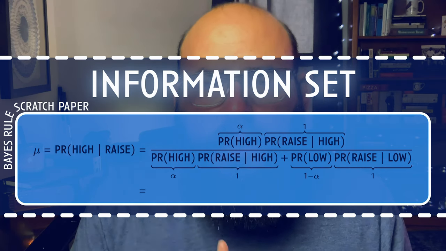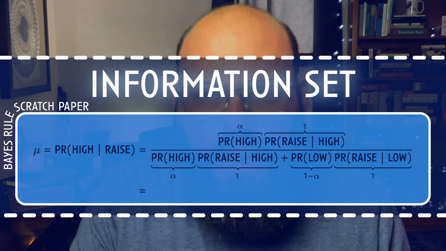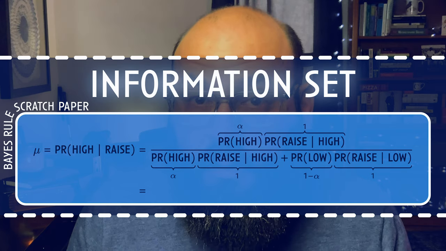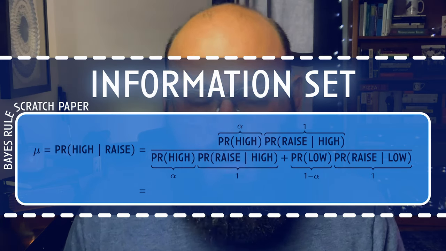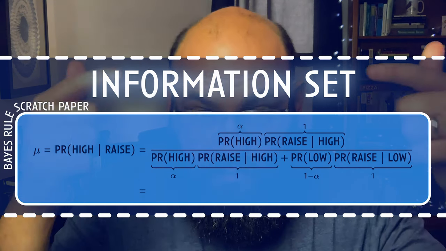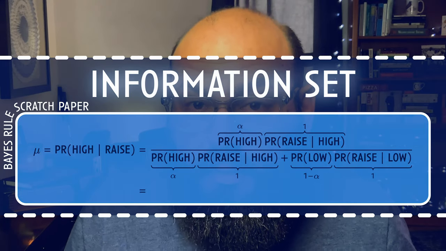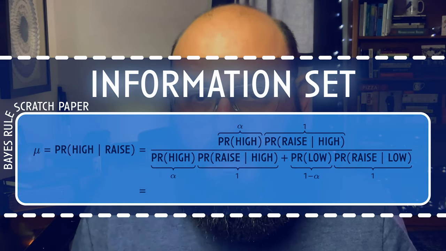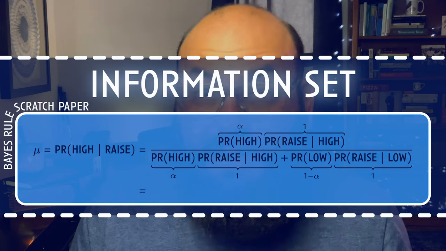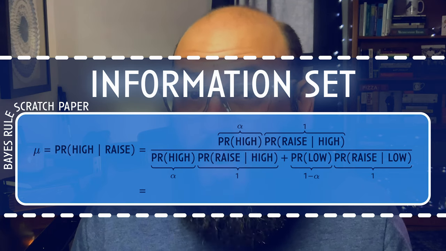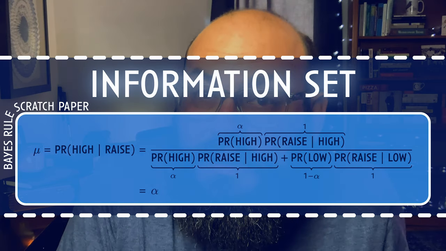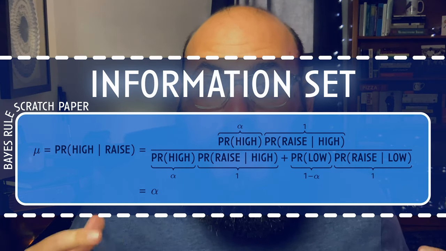I'm so sorry. And then in the denominator, well, it's the same thing. The probability that you're the high type is alpha times the probability that you raise conditional on being the high type. That's just one. So it's alpha over alpha plus, well, the probability that you're the low type is one minus alpha. And the probability that the low type raises in this pool on raise strategy is 1. So we wind up with alpha times 1 over alpha times 1 plus 1 minus alpha times 1, which is just alpha over alpha plus 1 minus alpha, which is alpha over 1, which is alpha. The signal had no meaning. It was a meaningless signal, right? So I didn't learn anything.